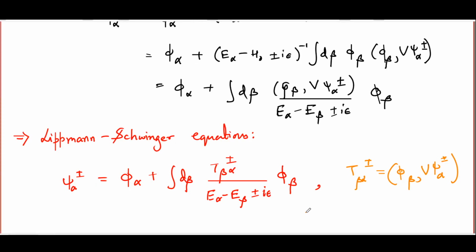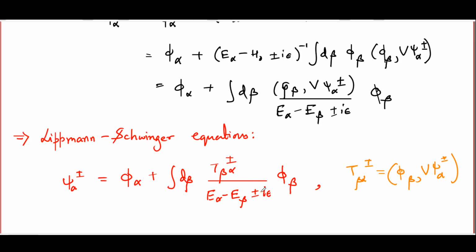Now that I have hopefully managed to convince you of the fact that the Lippmann-Schwinger equation is a useful tool in the study of scattering processes, let us go back to the fundamental question of exactly what dictates this choice of sign of the imaginary part in the denominator here.